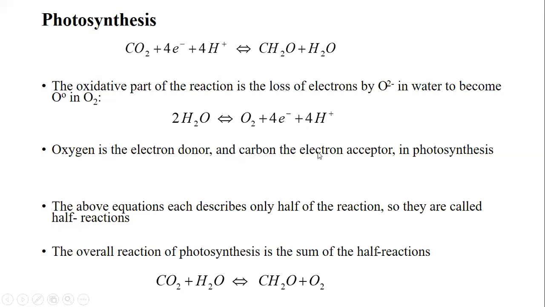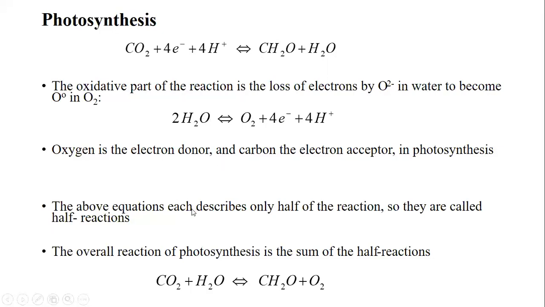Remember, if it donates, because here it has 2 negative charges, it donated its electrons and it became valence 0. So it gave up its electrons. And carbon, we will see, is the electron acceptor in photosynthesis. We will see the other half of it. This is the other half, from C plus 4, remember, it became C0. Here, from 2 negative to 0, the opposite.